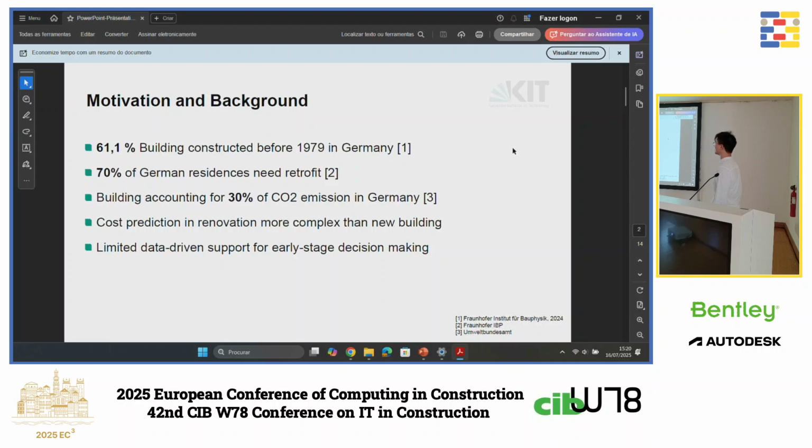And of course we know buildings account for 30% of the CO2 emissions in Germany. And cost prediction is far more complex than for new construction. In new construction, we start from zero, from just a white paper. We know exactly what is inside the building, but for an existing building, we first need to do a survey to find out what exactly the materials in the building are. Sometimes they are harmful, and we must first remove them to be able to renovate the building. In the literature review, we realized there is some research on predicting the renovation cost for buildings damaged in earthquakes, but there is a lack of research in prediction for general renovation. So that's our motivation.